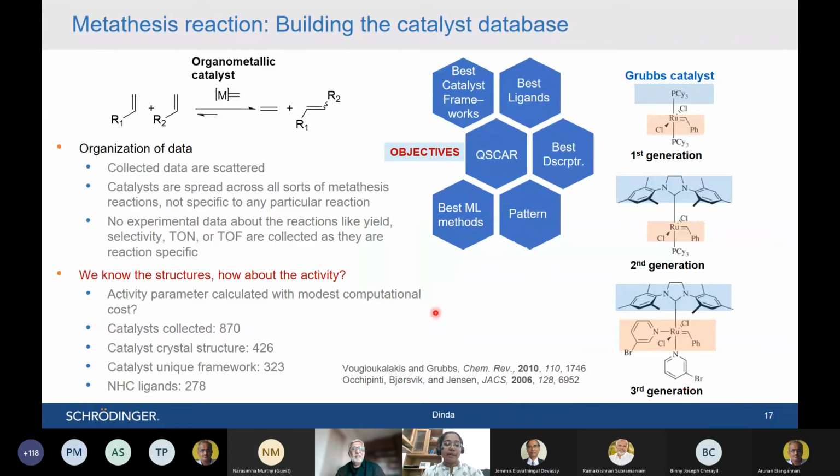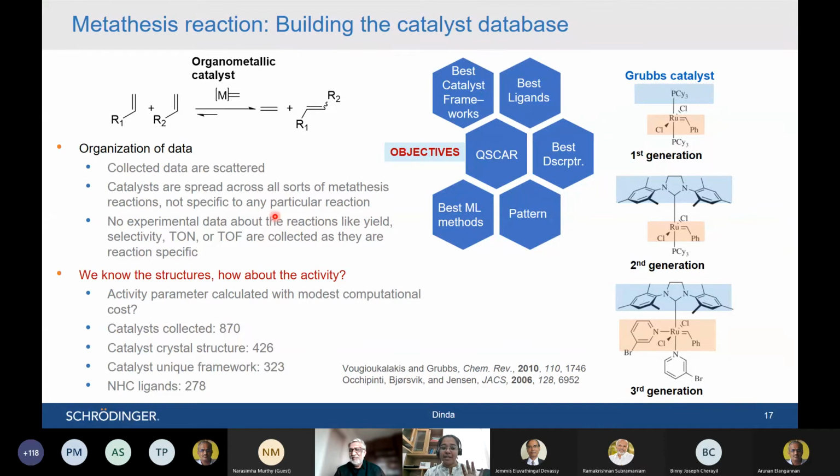This is another example with metathesis catalysts, mainly all ruthenium. This is not specific to a particular reaction, but covers all the metathesis catalysts, and I have a data set of around 870. Those are all experimentally known, but not for a particular reaction. So here, unlike the previous one where we wanted to map the activity, we wanted to get a pattern in all these 870 catalysts and then see which particular patterns correlate to their activity.